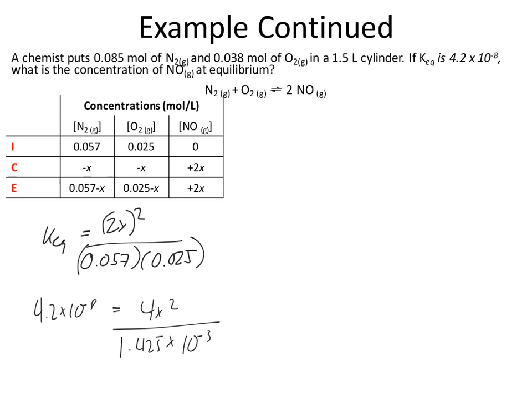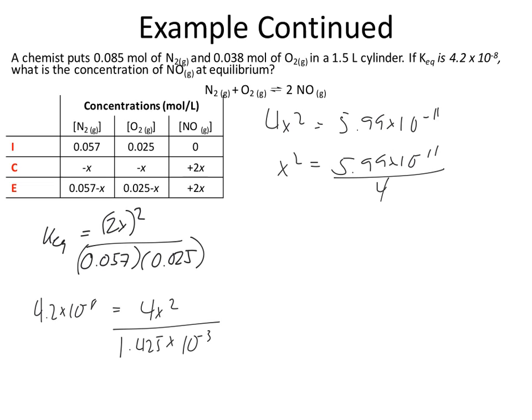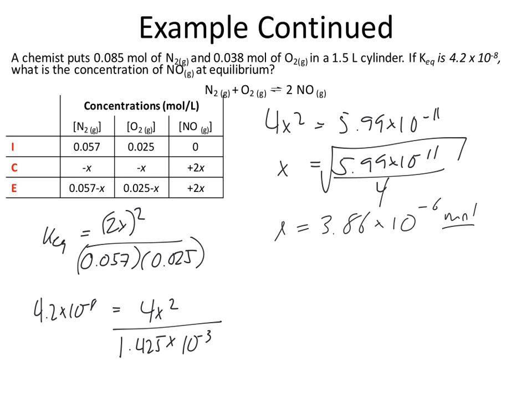Okay, so if we bring this off to the other side, we get 4x squared is equal to 5.99 times 10 to the negative 11. To do this, we want x squared is equal to 5.99 times 10 to the negative 11 divided by 4. And also, we want to get it equal to x, so we can just square root the whole term while we're at it. So if we do all this, the value for x that we should get is 3.86 times 10 to the negative 6 mole per liter. So that's our change that we're going to be expecting.